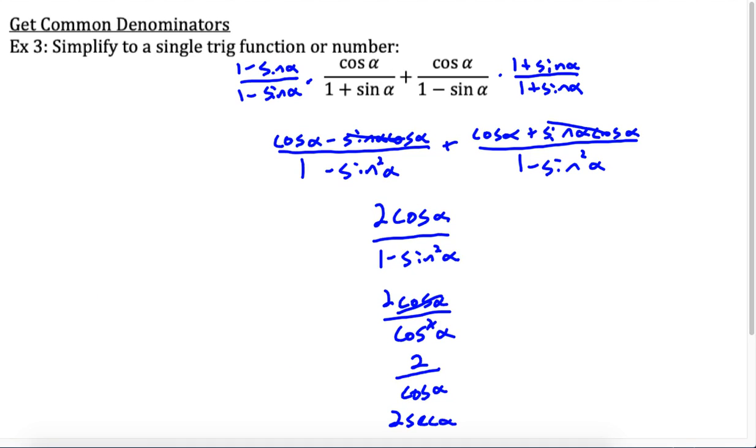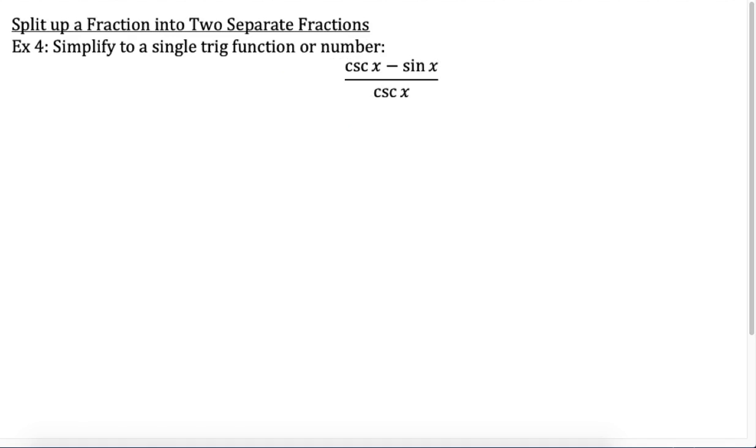Our next strategy is going to be to split up a fraction into 2 separate fractions. We only really want to use this if the denominator is a single term. If there's addition or subtraction, we could split it up, but generally we only want to use this strategy if the denominator is a single term.